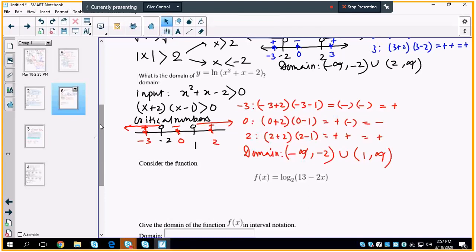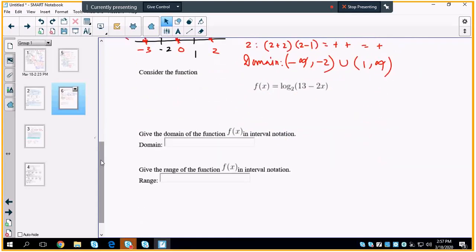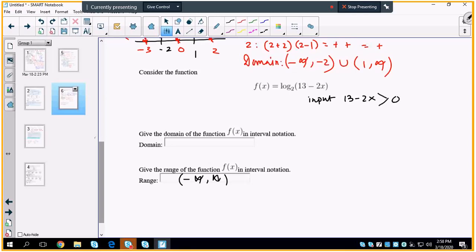One more domain question, but this one is also asking for range. Because I'm talking about a logarithmic function, I don't even have to work anything. I will just go ahead and say the range is negative infinity to infinity. No problem there. Domain is what I'm interested in. So the input for this logarithmic function is 13 minus 2x, which should be strictly greater than 0. So 13 should be strictly greater than 2x. Divide both sides by 2. So you get 13 over 2 greater than x. In other words, x is less than 13 over 2.